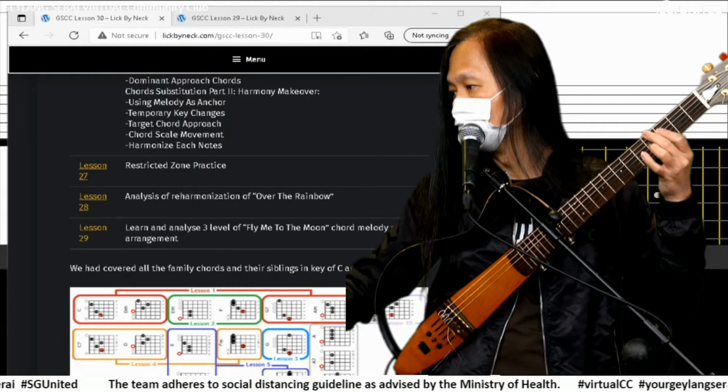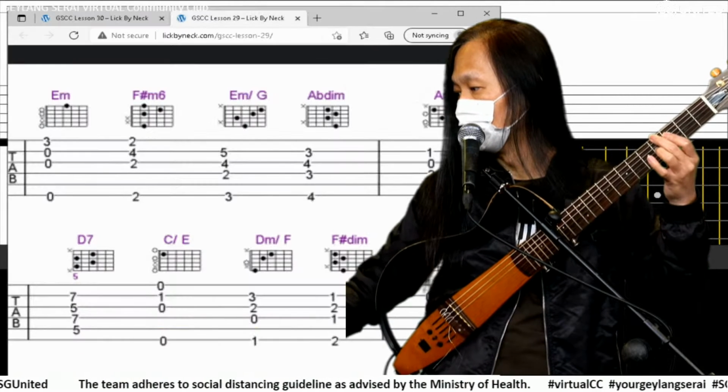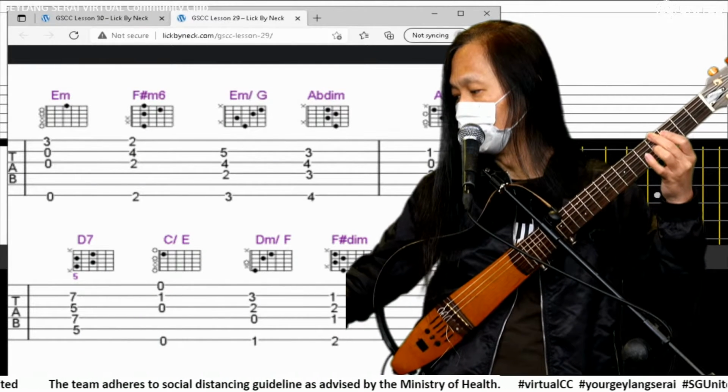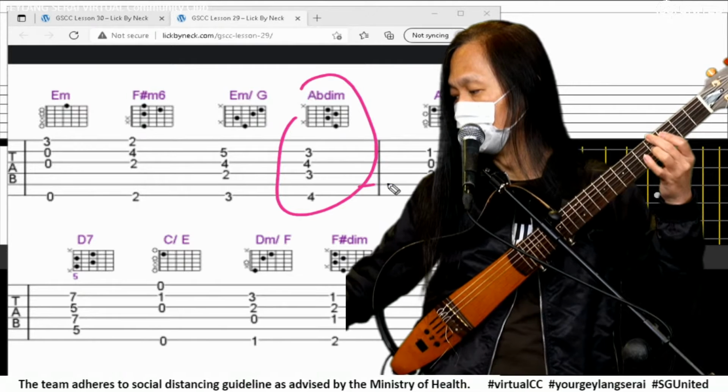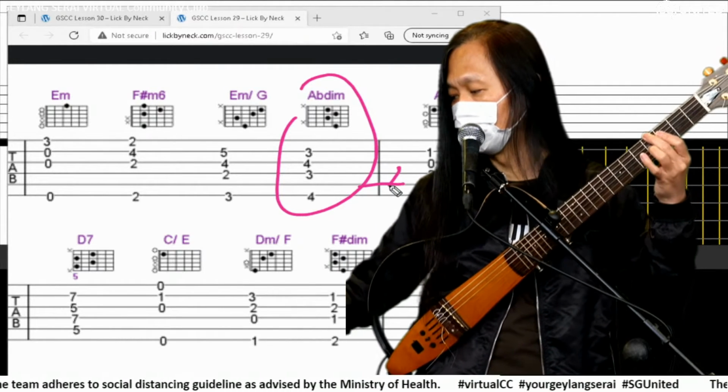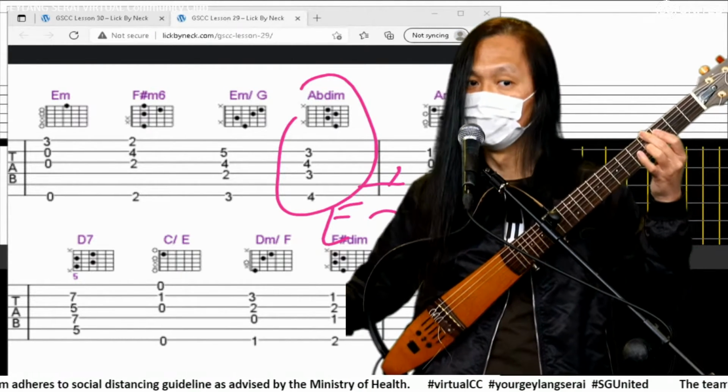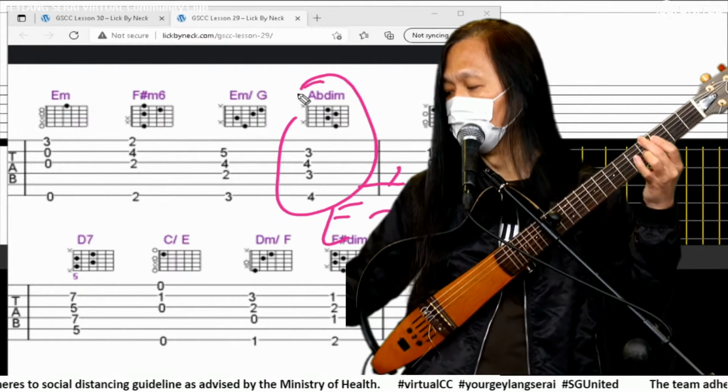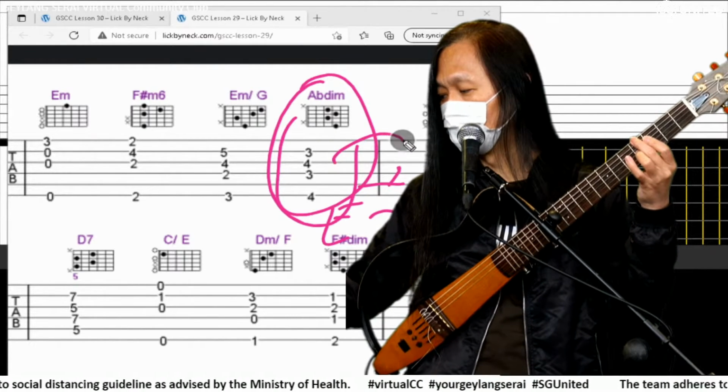Okay, hold on. So this thing. Remember, this actually functions as an E7, but in inversion you turn it into a diminished chord, then invert again, and it becomes this thing over here. So this is approaching this chord.